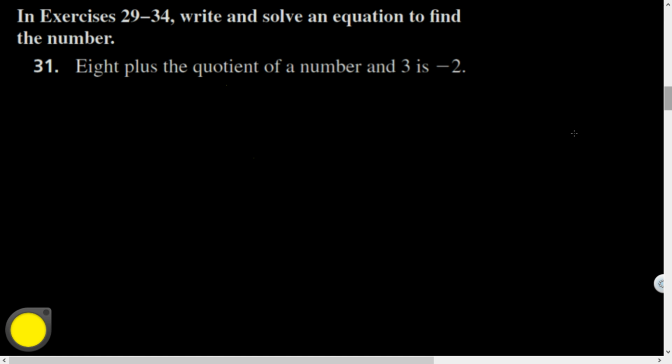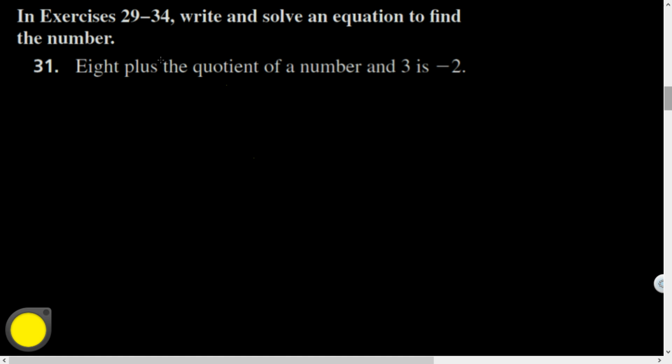Here we go, question 31. And then another student asked a question about, I think, 32 or 33 after this, so I'll go over it. Here you can stop with the Morse code. It says, write and solve an equation to find the number.